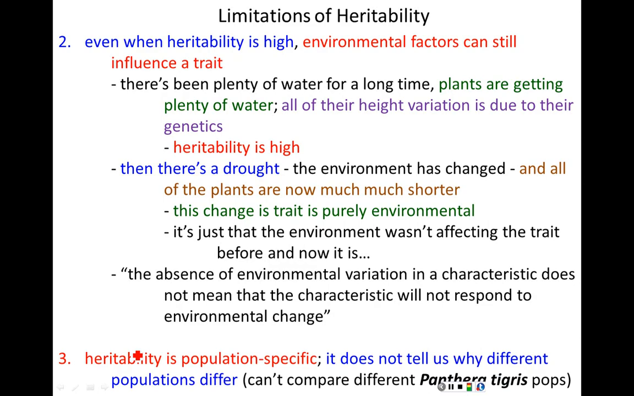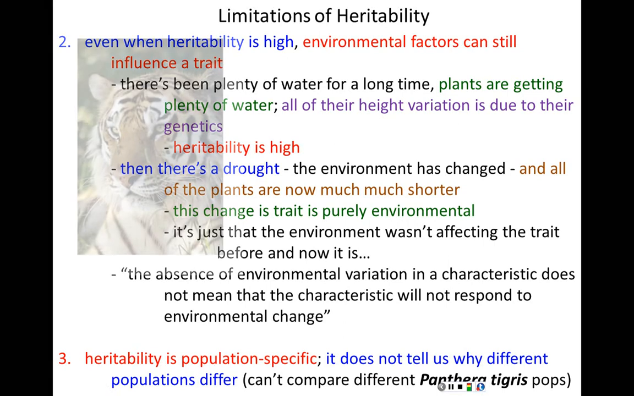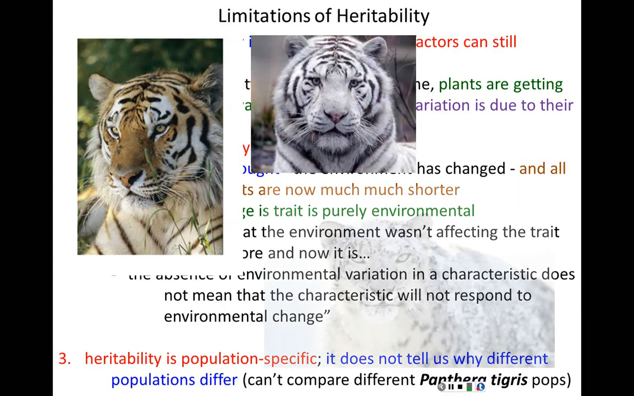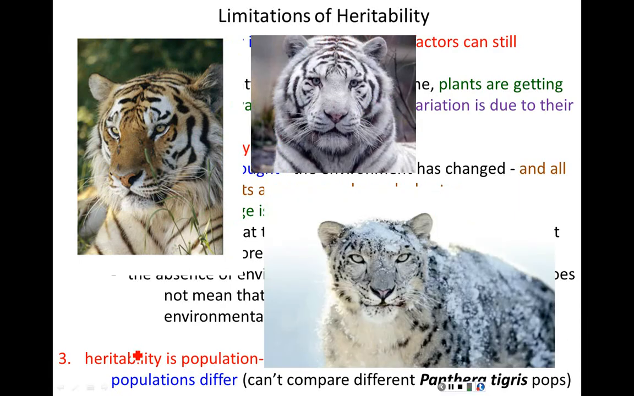Finally, heritability is population specific. You cannot apply heritability values from one population to another, even if those animals are in the same species. It doesn't tell us why different populations differ from one another. In other words, we can't use a heritability value to explain the inheritance of these stripes in these different species of tiger.